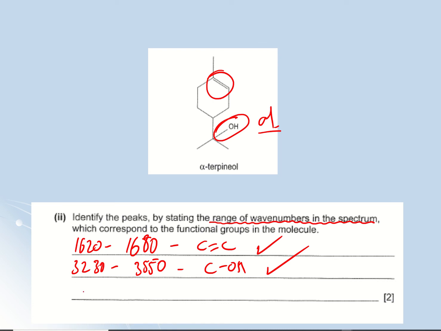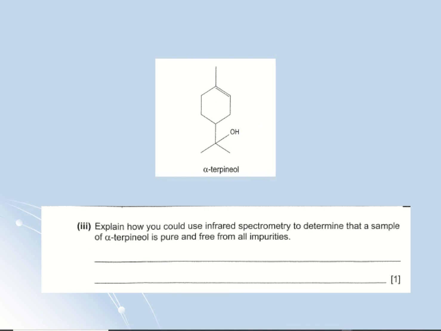Some people wrote that there was a CH group in there at 2850 to 3300. That is marked wrong. That's not a functional group. It asks you specifically for a functional group. That might be a peak that you get, but it's not a functional group.